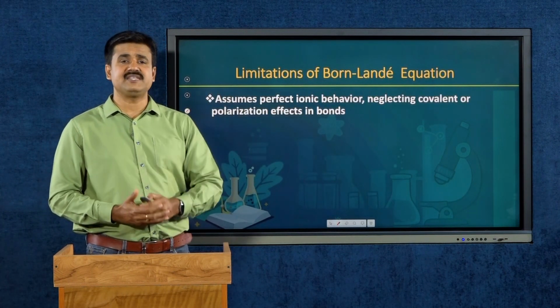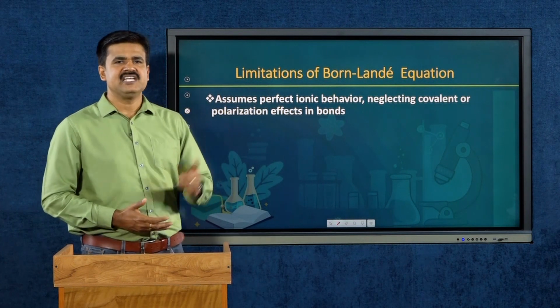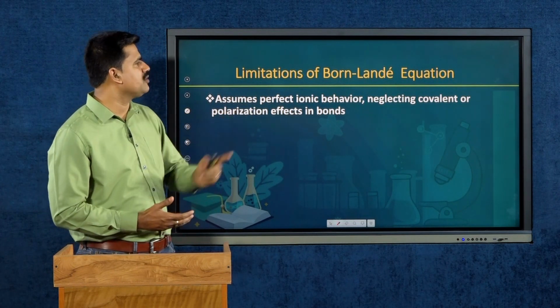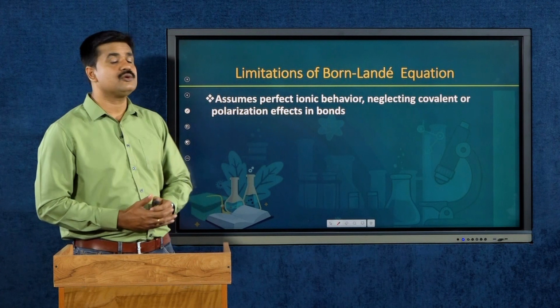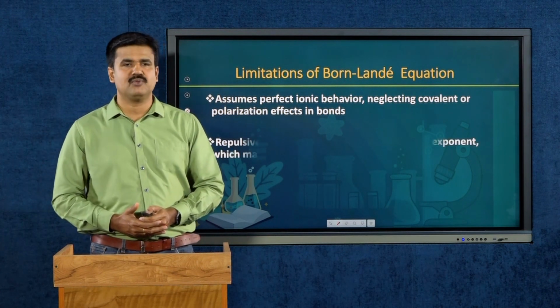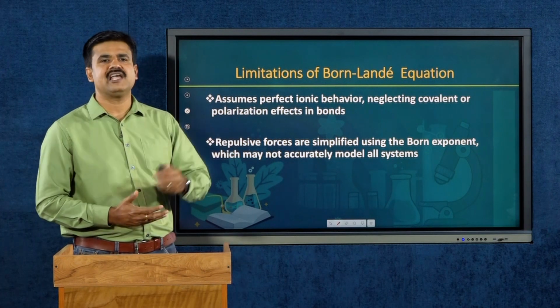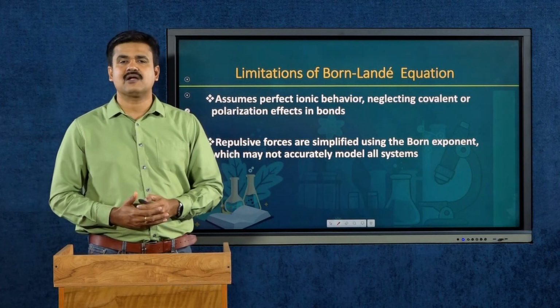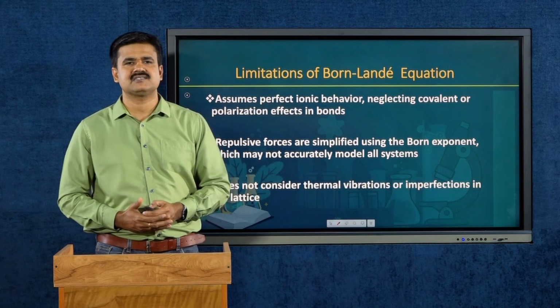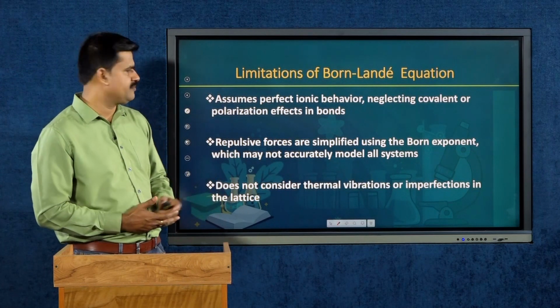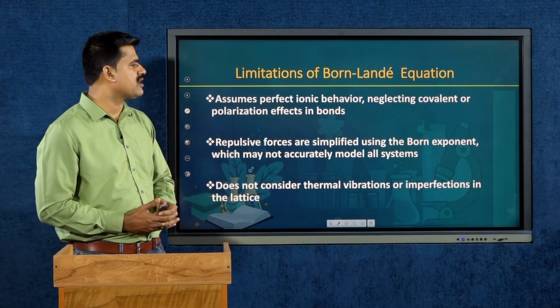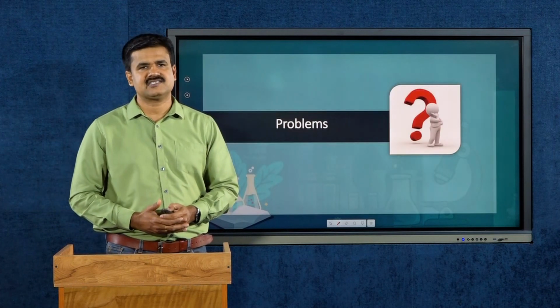There are so many limitations for the Bond-Lande equation. It assumes perfect ionic behavior, neglecting covalent or polarization effects in bonds. Repulsive forces are simplified using the bond exponent, which may not accurately model all systems. It does not consider thermal vibrations or imperfections in the lattice.